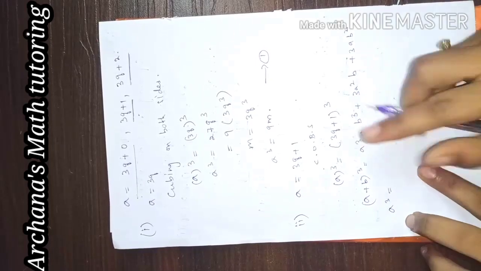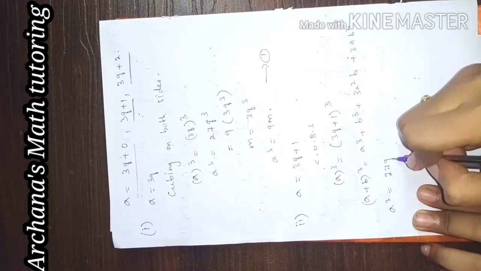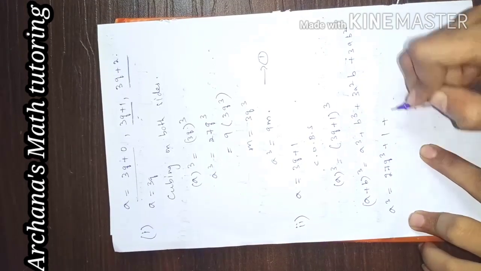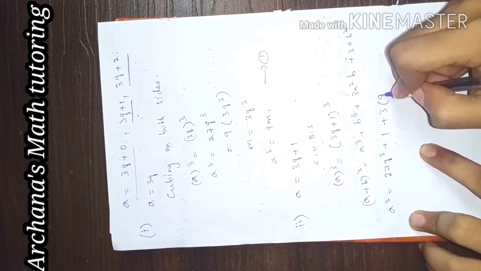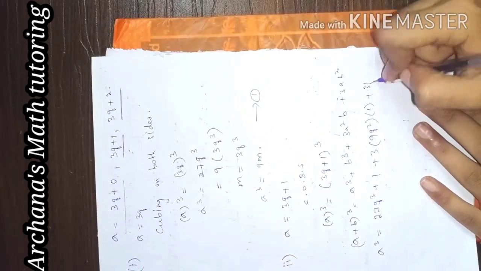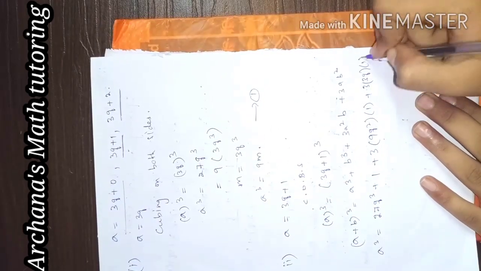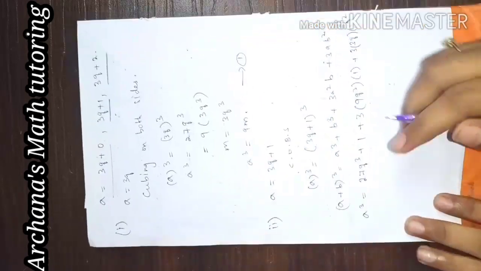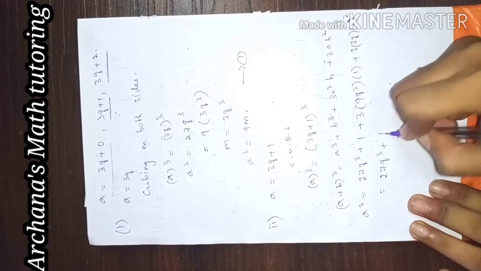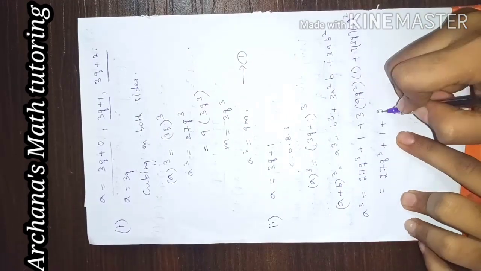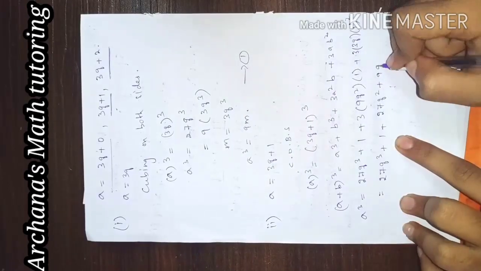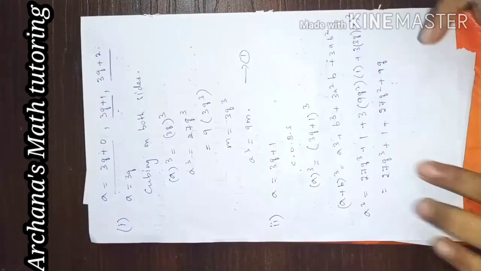So substituting these values, we will be getting a cube is equal to, what is a cube? 27q cube. What is b cube? 1 cube is nothing but 1. And 3 into a square is 9q square into 1, plus 3 into a, which is 3q, into 1 whole square. So this is nothing but 27q cube plus 1 as it is, 3 9s are 27q square plus 3 into 3 is 9 into q, again into 1 is 9q, that's it.